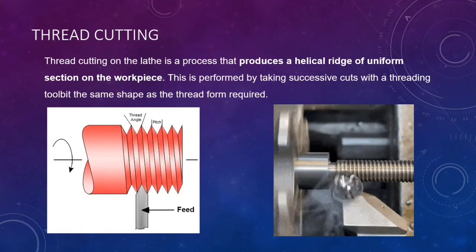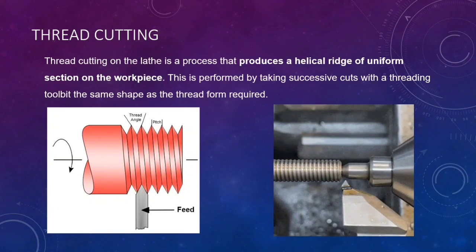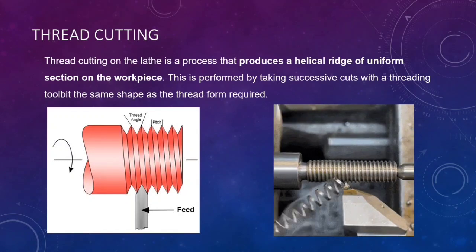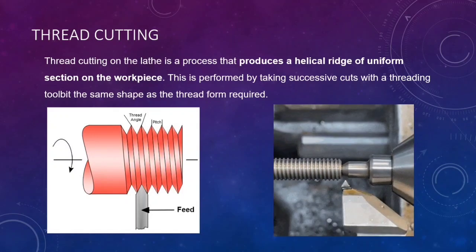As it is connected, the lead screw directs the movement to have the uniform helical grooving which is going to be created on the shaft. So that can be performed in the thread cutting operation.